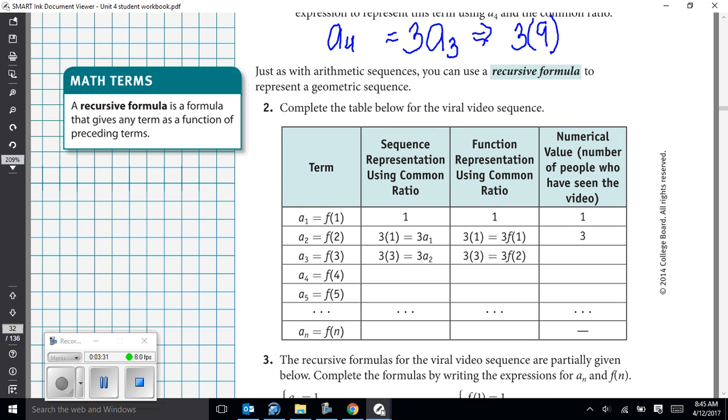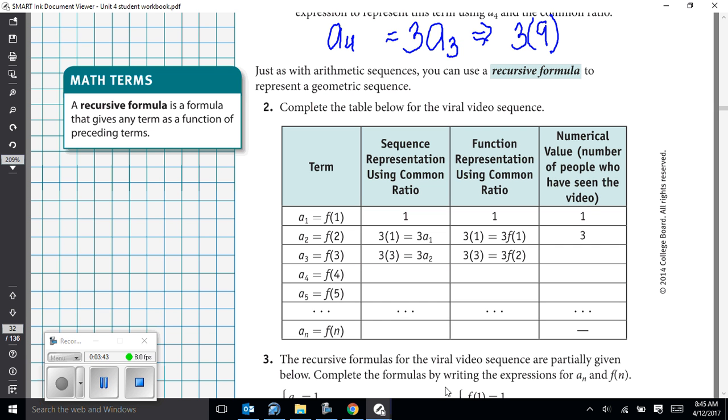So here we have our table, and they've already started filling it out. In our first stage, we had 1 person, and that goes for our a sub n and our f of n, 1 person, and then the total number of people who have seen the video, 1 person. And then in our second stage, we had 3 times 1, or 3 times our previous value for both, and that gave us 3 more people.